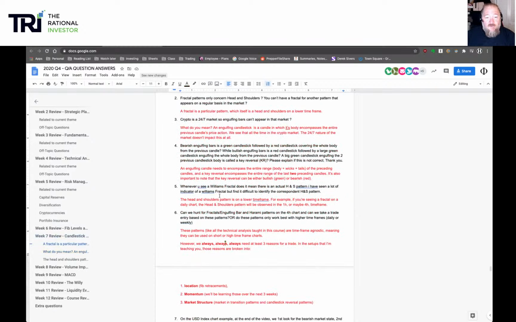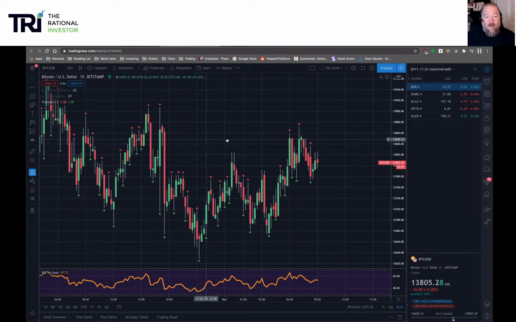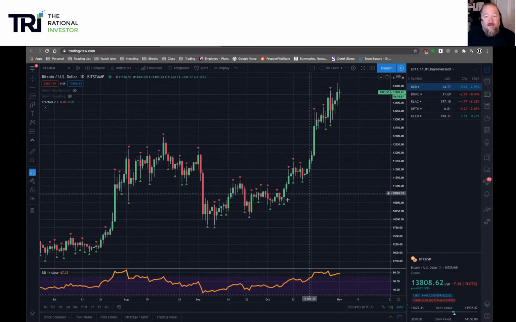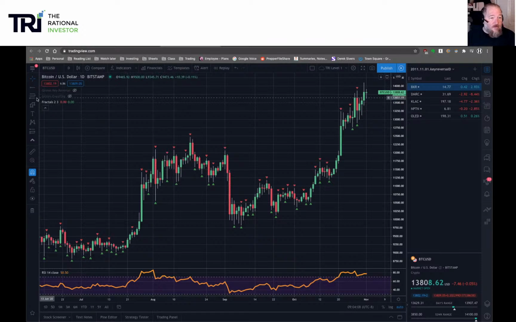All right, and whenever you see a Williams fractal, does it mean there's an actual head and shoulders pattern on the lower time frame? Well, the key part is that the head and shoulders pattern is on a lower time frame. For example, if you're seeing a fractal on a daily chart, the head and shoulders pattern will be observed on the 1 hour or maybe 4 hour time frame. So let's do an example here. Let's put the fractal back on and look at a daily. Let me highlight the fractal. Okay, so, rectangle.